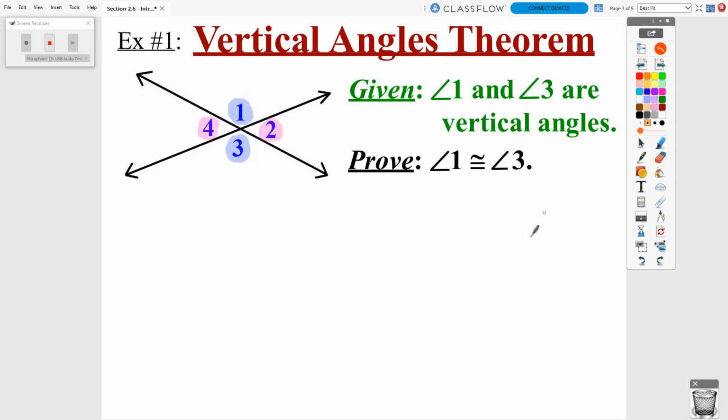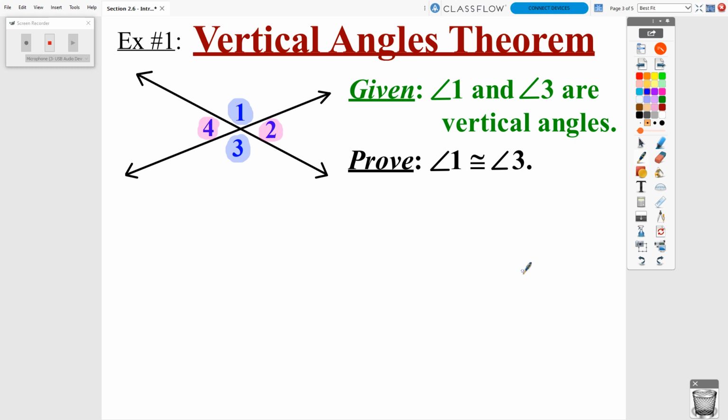but we're going to prove why that is true. So the first example, we are going to prove the vertical angles theorem. Now, the vertical angles theorem will be a reason, just like the addition property of equality, the distributive property, the substitution property, the transitive property.